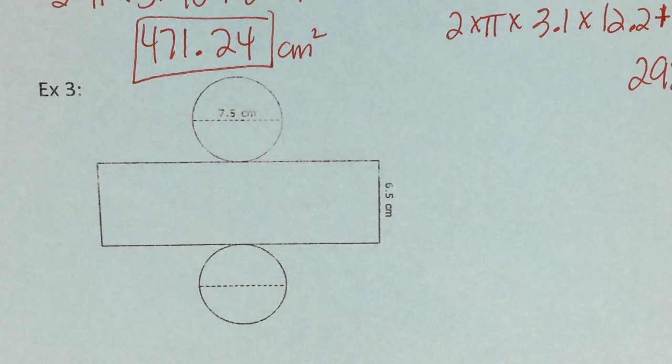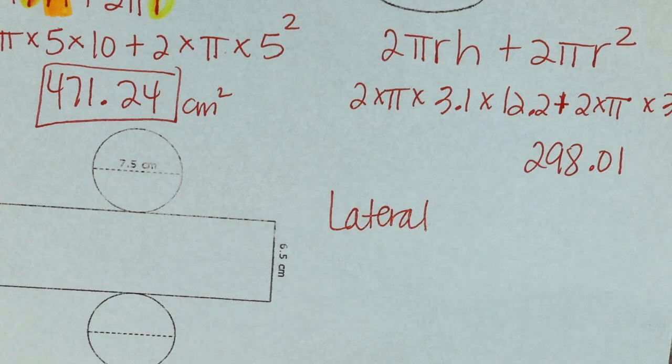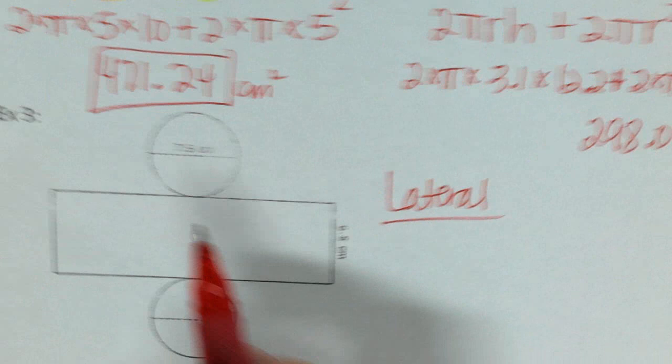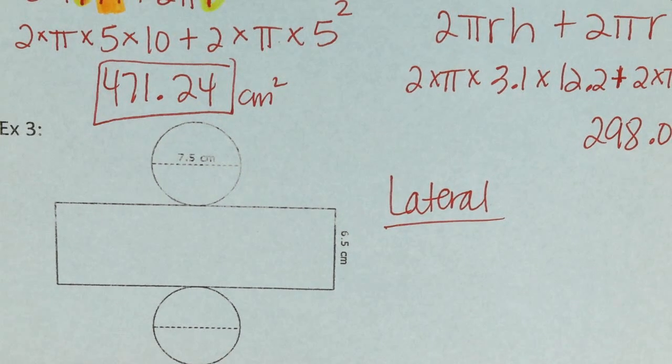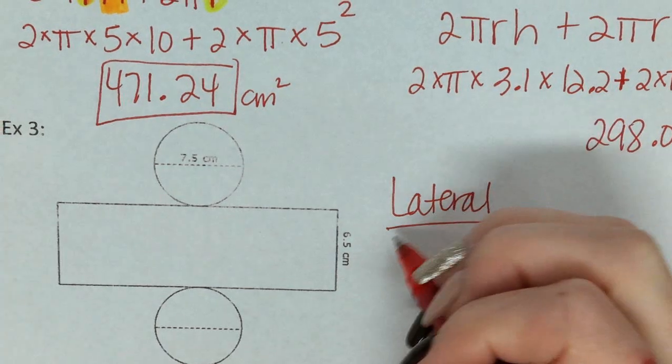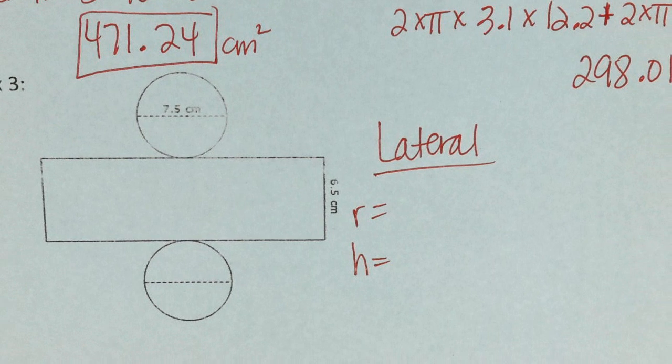Can you still do the same thing to find the surface area? This time, are y'all listening to me? I want you to find the lateral surface area only on this shape. Now, where does the radius have to come from? Good. I want you to find the radius and the height. I'll give you 30 seconds for that, and then I'm going to give you time to fill in the formula.